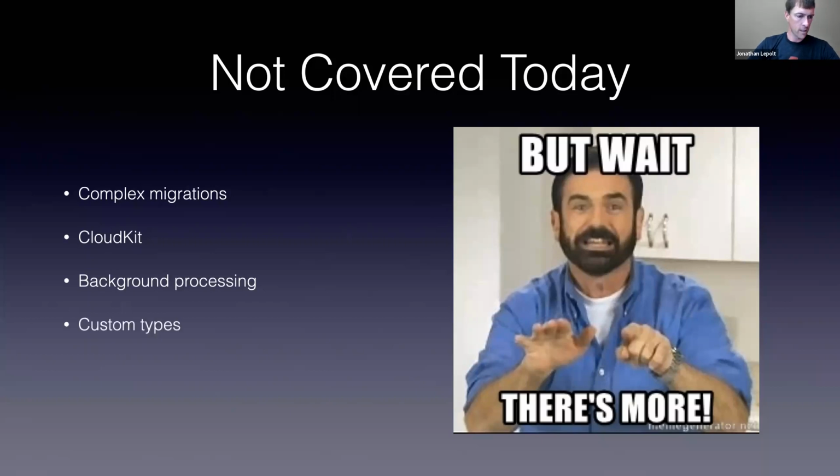We didn't talk about storing custom types in a Core Data database, which you can do. And we didn't talk about the undo redo stack that Core Data gives you. So there's a lot of stuff that you can do that we just didn't have time to cover today. That's it. That's the end of the talk.